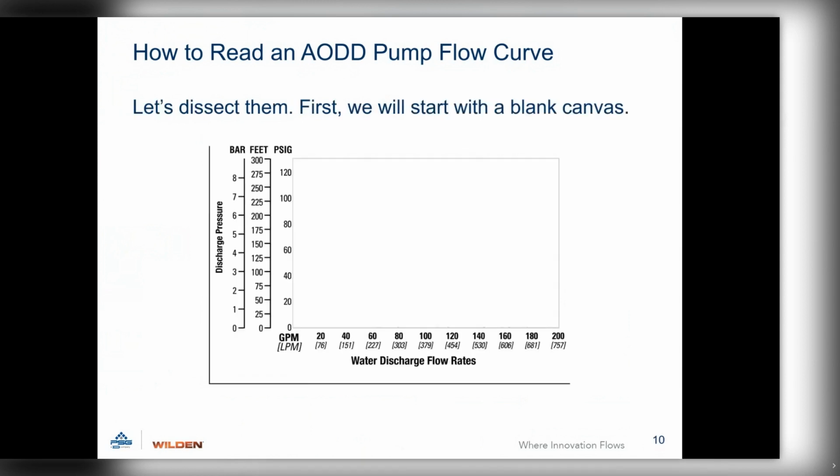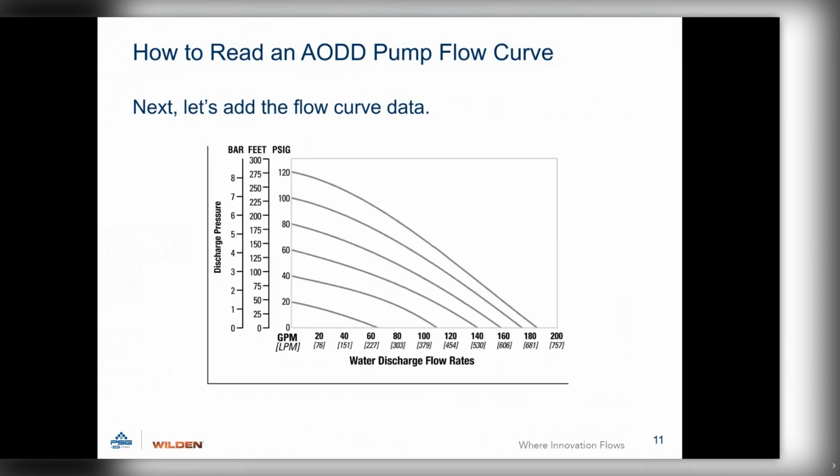So we're going to start off with the blank canvas, right? No lines, no nothing, just a blank canvas. So in the left vertical rows, you see bar, which is going to be pressure, feet, which is going to be your head, and PSIG, which is going to be your air pressure. As we start drawing the flow curves, you'll see the lines are going to start swooping, right?